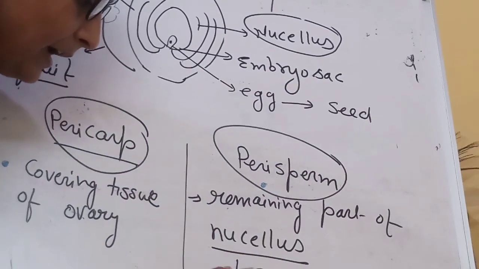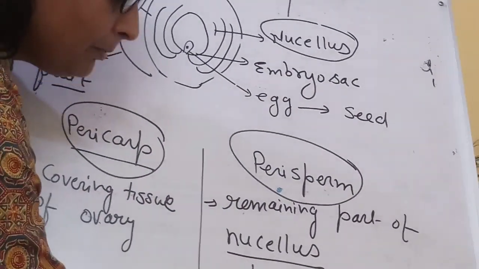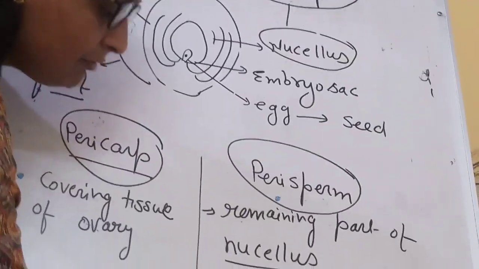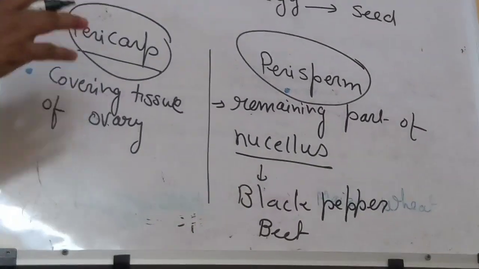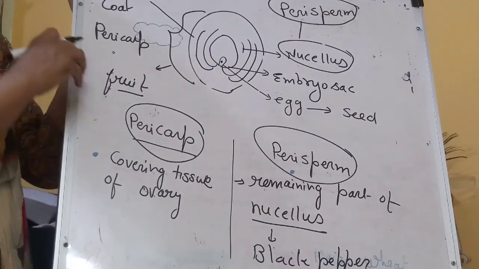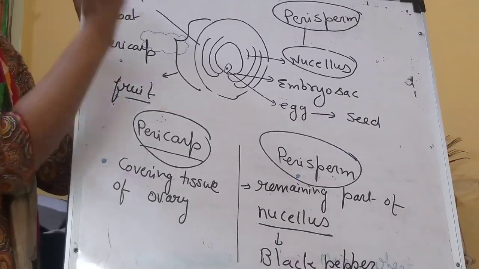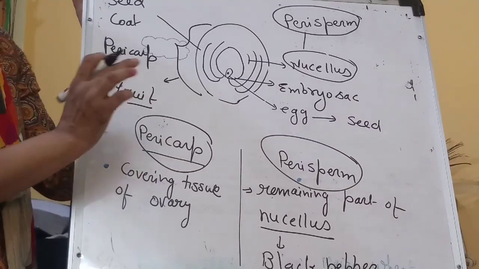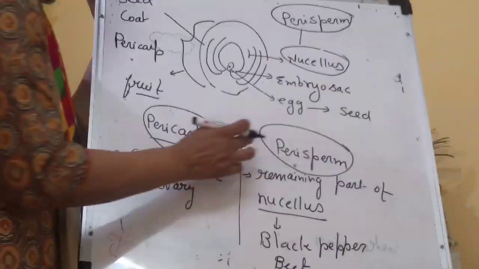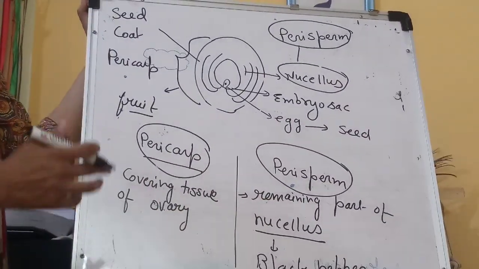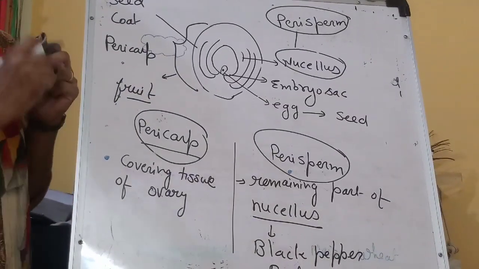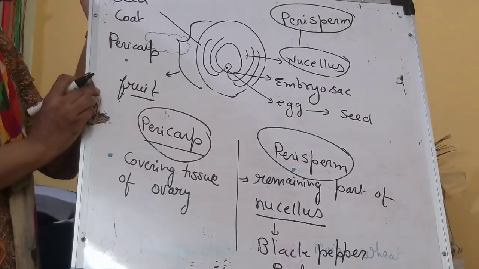For perisperm, examples in your textbook are black pepper and wheat, which you have to learn. So for seeds, we discussed the meaning of seeds, the structure of seeds, the advantages of seeds, and the meaning of perisperm and pericarp. You just refer to it one more time. Then we go to the next post-fertilization event.